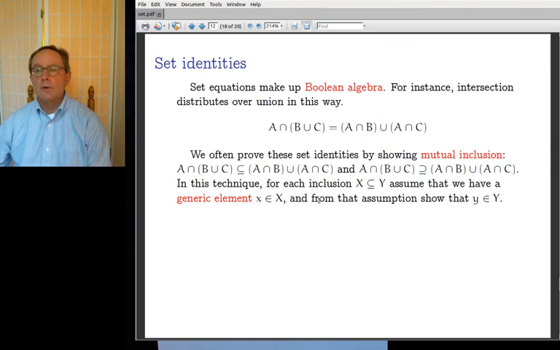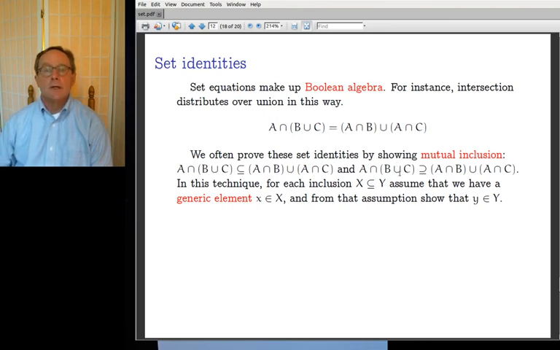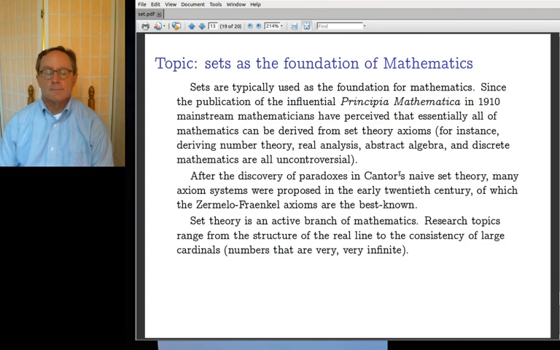In order to show things by mutual inclusion, the easiest thing to do is to assume you have a generic element x in capital X, and from that assumption show that x is in capital Y. So you would have a paragraph where you suppose x is an element of A intersect (B union C), and then you do a little work, and you go on to show that x is therefore an element of (A intersect B) union (A intersect C). End of paragraph. New paragraph: you suppose y is an element of (A intersect B) union (A intersect C), and then do some work, and go on to conclude that y is therefore an element of A intersect (B union C). That's called the generic element argument. Okay, we'll practice some of those in class.